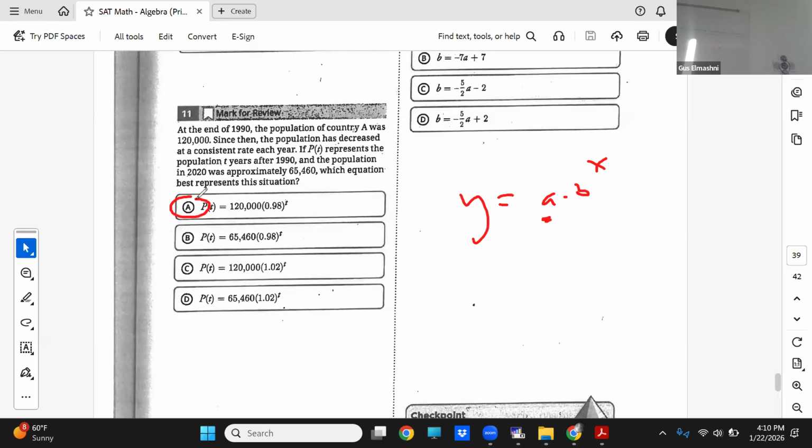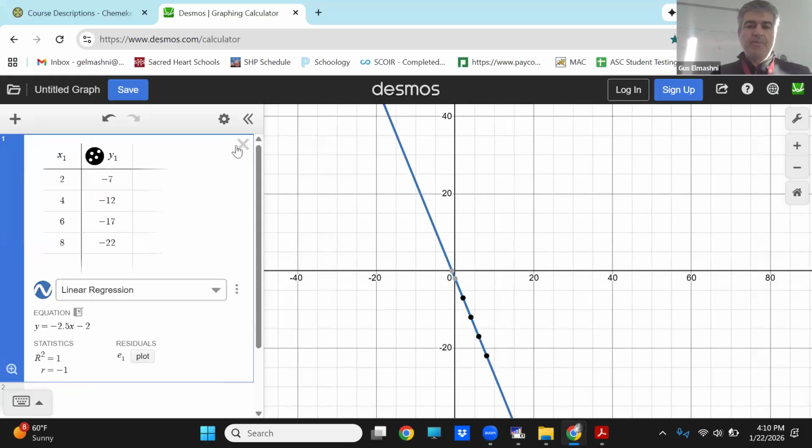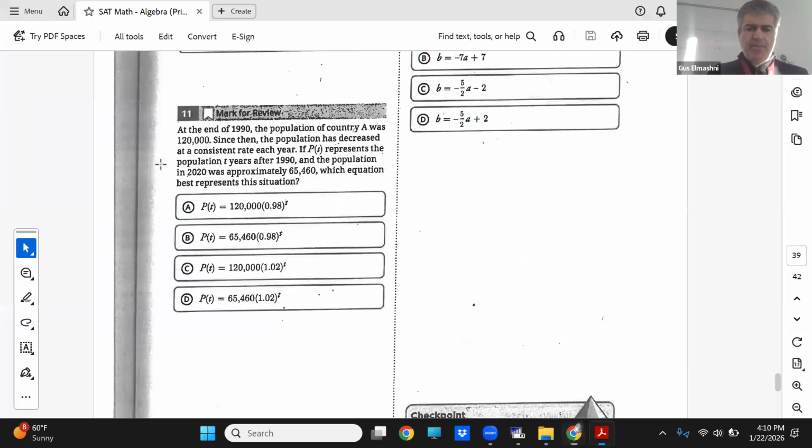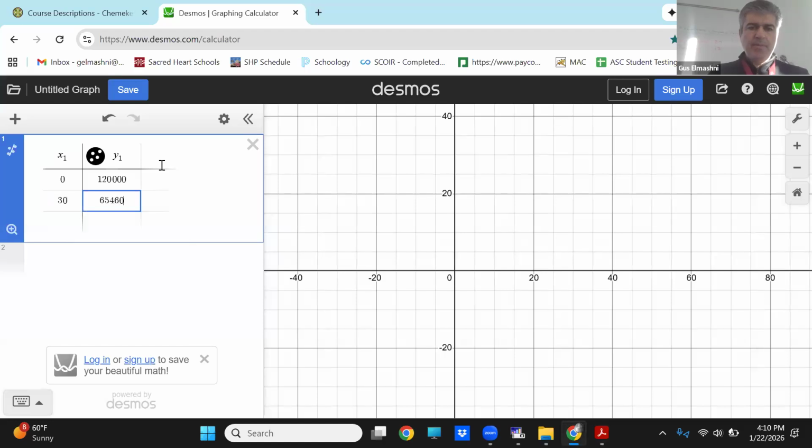Now, what if this was not a multiple choice question? What if this is a free response question? And it wanted you to figure out what this value was. But it's okay. What you could do is go back to Desmos. You have to recognize that, okay, let's let T be 0 in 1990. So table, T is 0 and then the population 120,000. In the year 2020, it's 30 years after 1990, the population dropped to like 65,460.